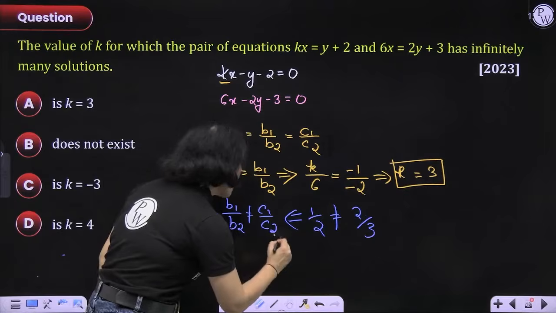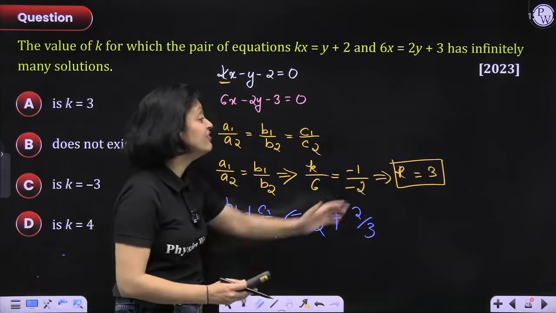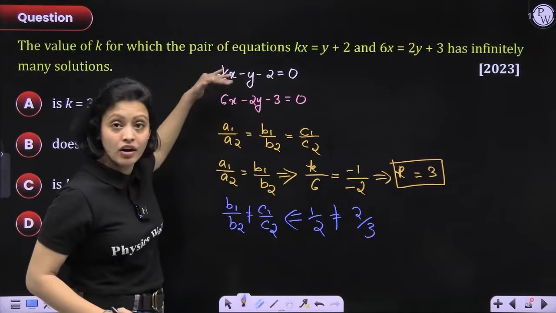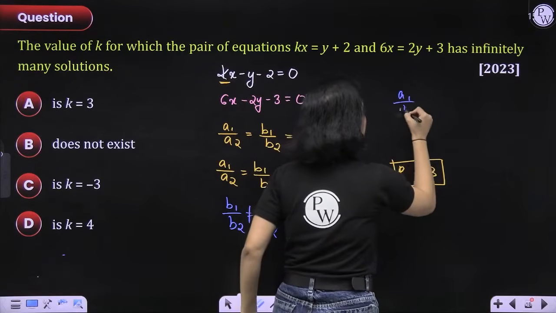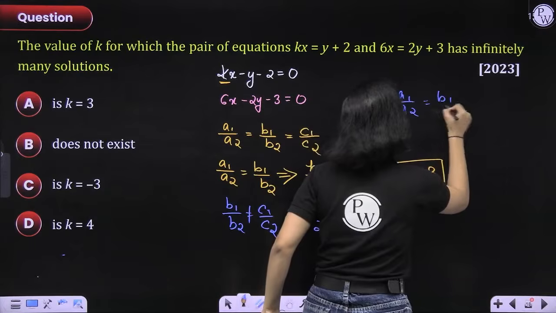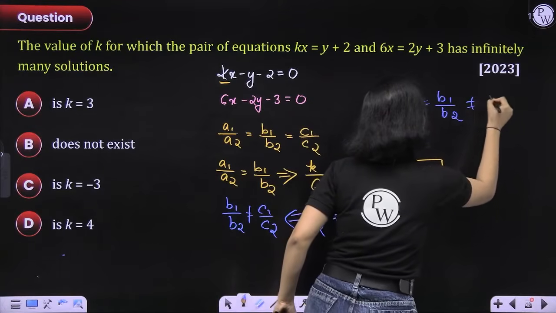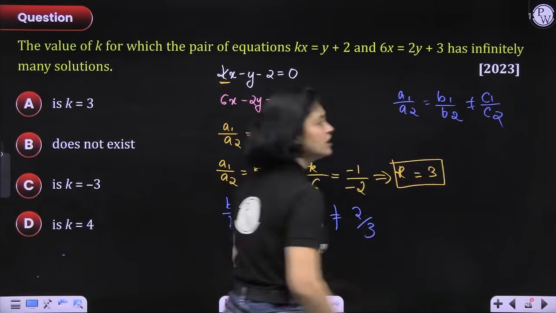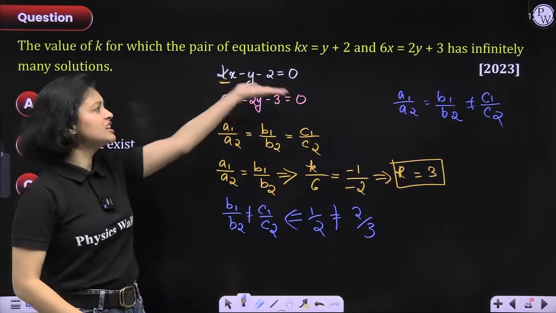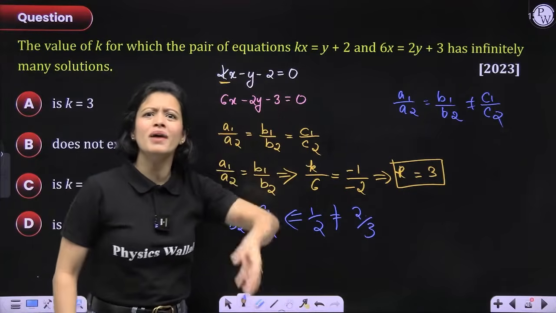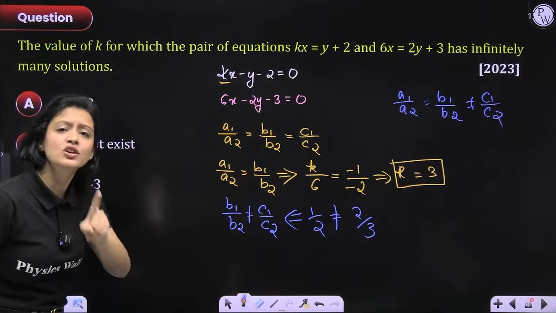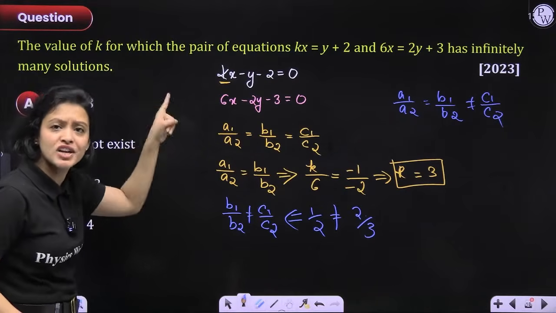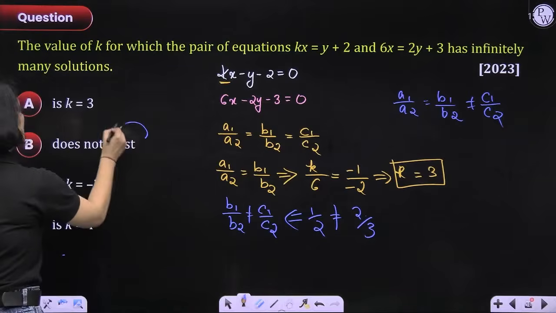And if they are not equal, then even if you put k as 3 here, what you will get? You will get a1 by a2 is equal to b1 by b2. But b1 by b2 will not come out to be equal to c1 by c2 no matter what k you put. Right? Because originally it's not equal. So, no matter what value of k you put here, you will never get a solution for this equation. Right? So, does not exist.